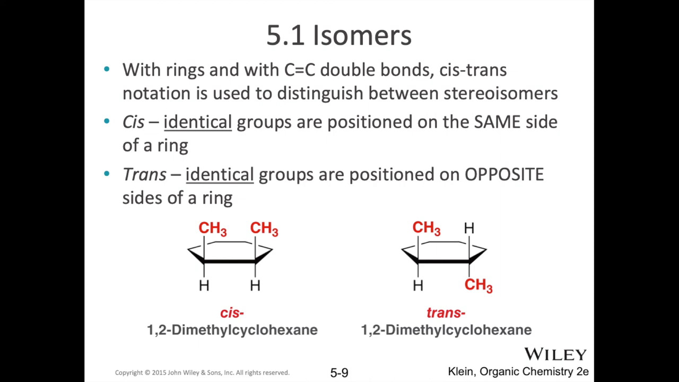Trans means opposite. So here we have 1,2-dimethylcyclohexane, but since both these methyl groups are on the same side of the ring, that's cis-1,2-dimethylcyclohexane. Likewise, here the methyl groups are on opposite sides of the ring, so that's trans-1,2-dimethylcyclohexane.